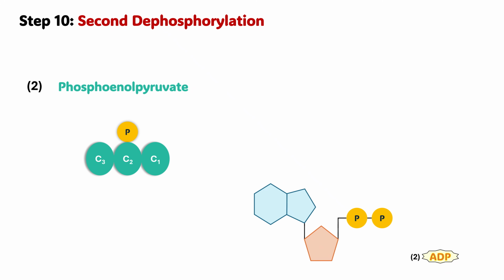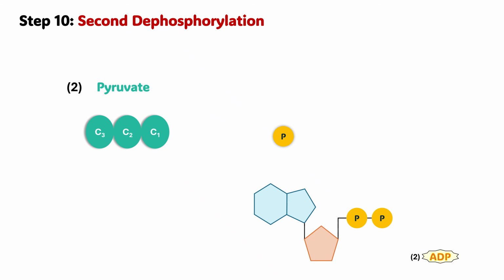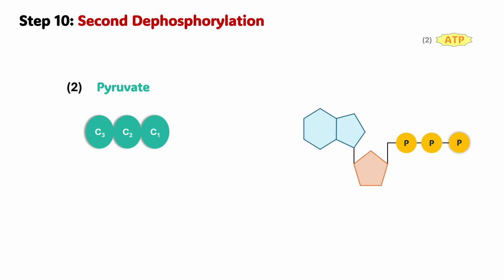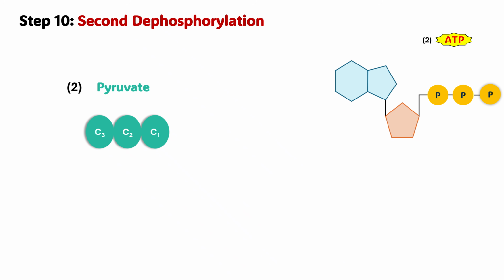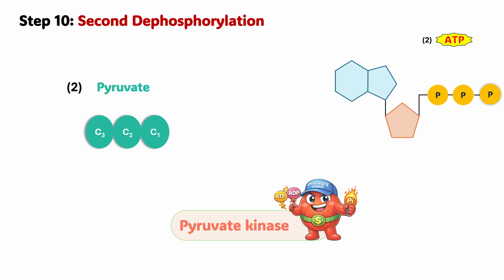Finally, phosphoenolpyruvate transfers its phosphate group to ADP, producing ATP and pyruvate. The reaction is catalyzed by the enzyme pyruvate kinase, and this step completes the process of glycolysis.